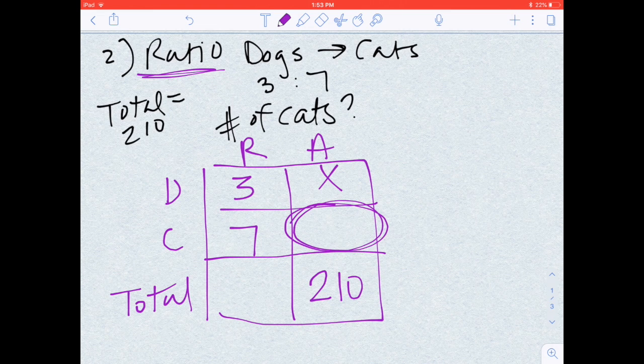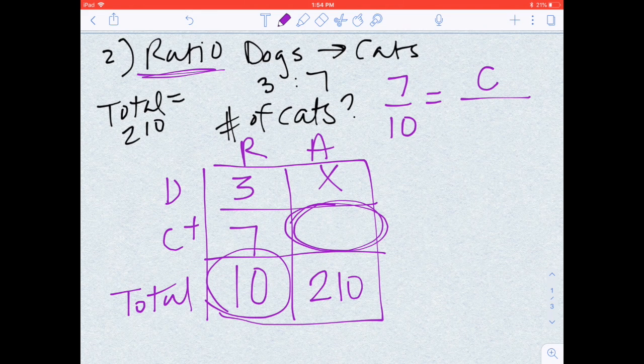So, to set up a fraction, I need to have numbers that are right next to each other in my box. So I don't know my actual total number, but I can find that by adding my two numbers in my ratio. So 3 plus 7 is 10. And now I can set up fractions and cross multiply to find the number of cats. So 7 out of 10 equals C for cats over 210.